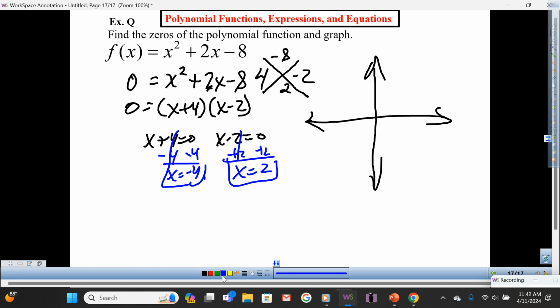My roots are negative 4 and positive 2. Where do we start? Where do we end? Jacob. There's only 2 roots. 2 x-intercepts, 2 roots. 2 to 1. Yes. And then, bam. There it is. Let's go. All right. Good save.